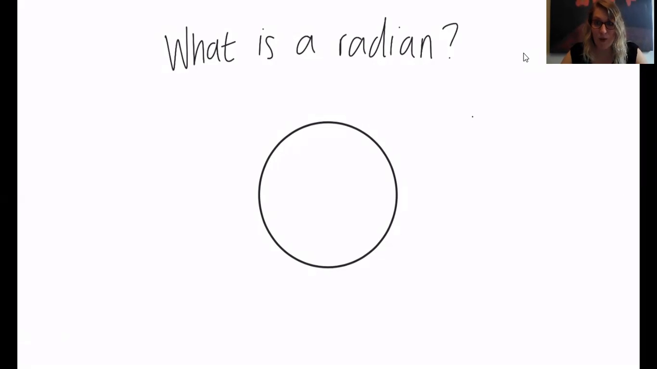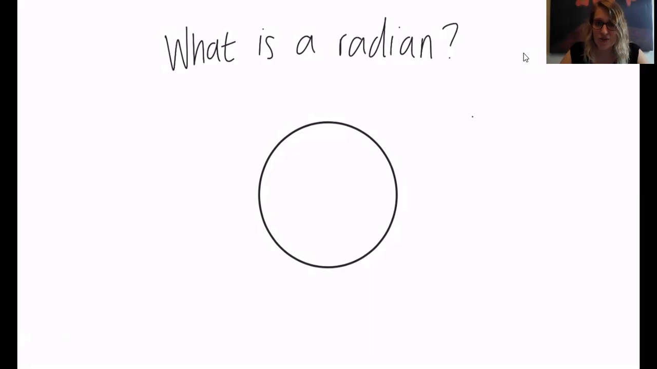So let's talk about what a radian is. It's another way of measuring an angle, just like a degree is a way of measuring an angle. Only the degree is actually a little arbitrary. The Babylonians thought that there were 360 days in a year, and so they just divided a circle into 360 tiny parts to make degrees.